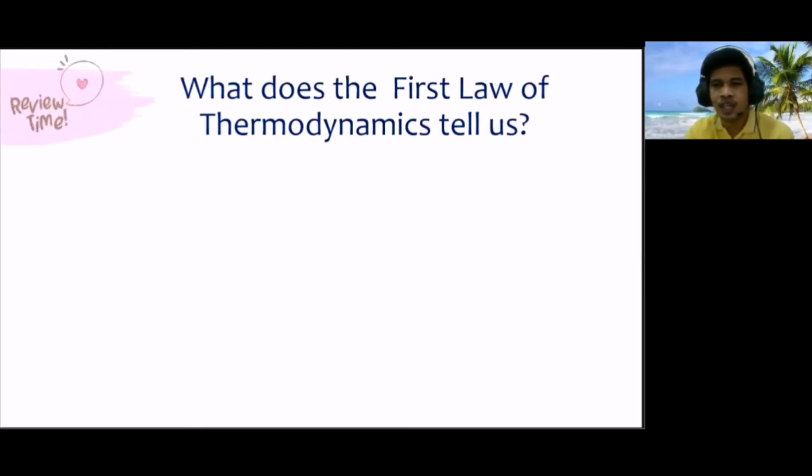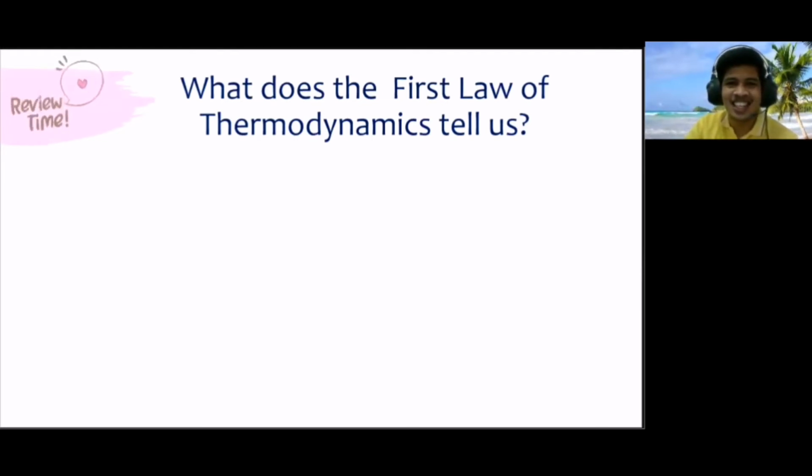For the past weeks, we have been discussing the laws of thermodynamics. Can you remember what the first law of thermodynamics tells us? What is the first law of thermodynamics all about? Who can still remember? Anyone? No one? Already forgot?